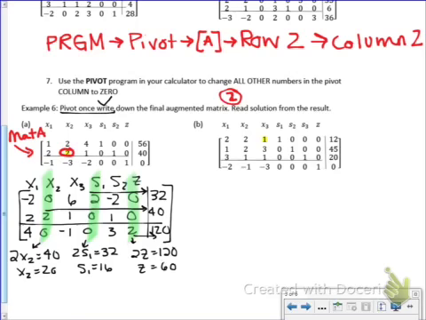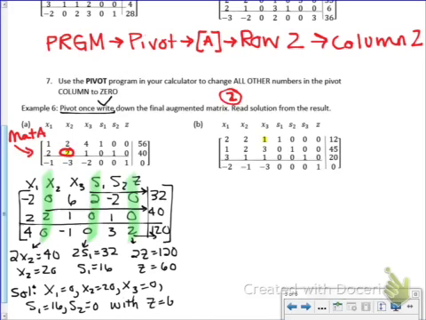And then when we write out the entire solution, the ones that we didn't find or didn't solve for are all going to be 0. So x1 is 0. x2 is 20. x3 is 0. s1 is 16. s2 is 0. And then remember, you say with z being 60.